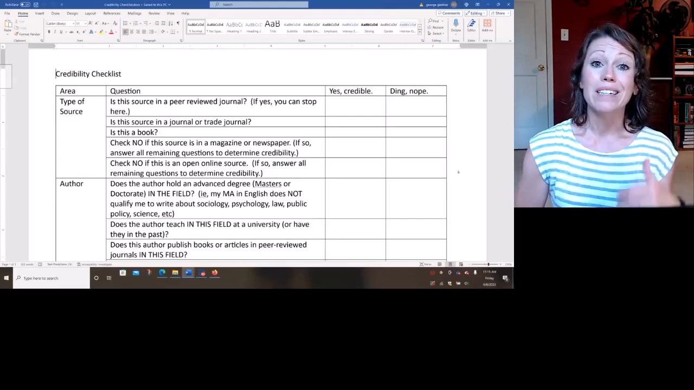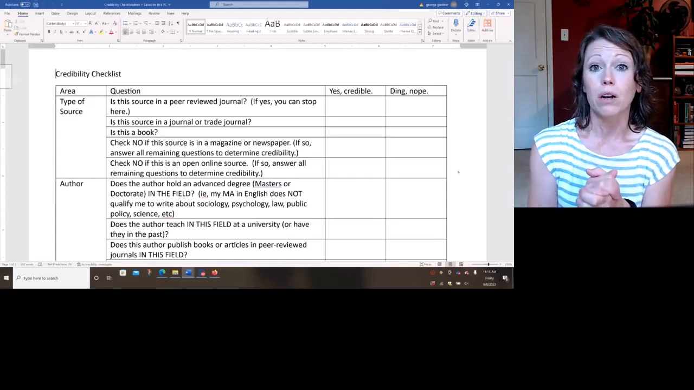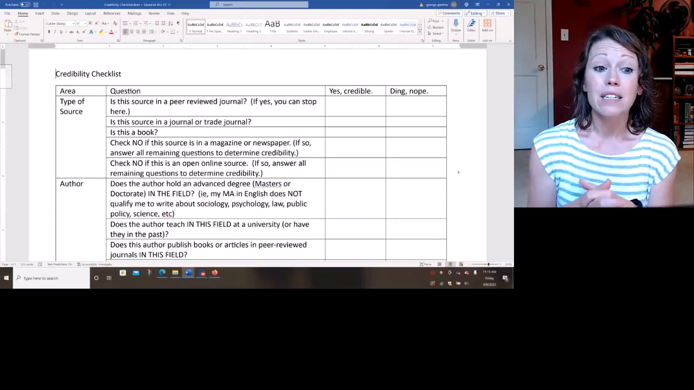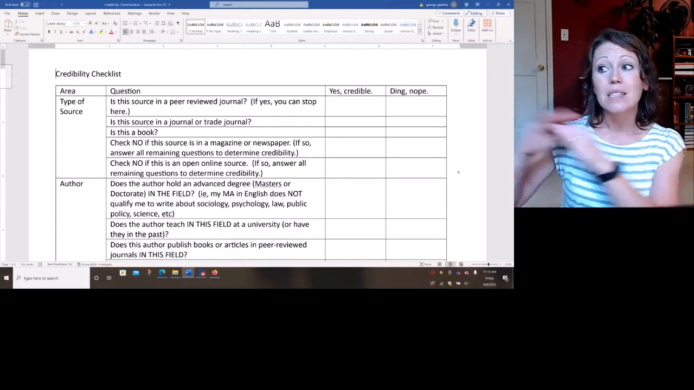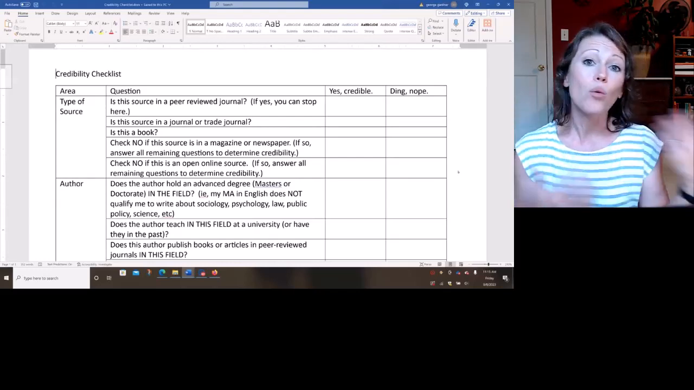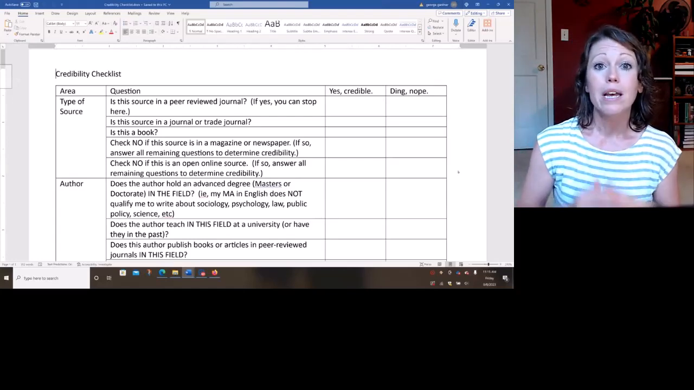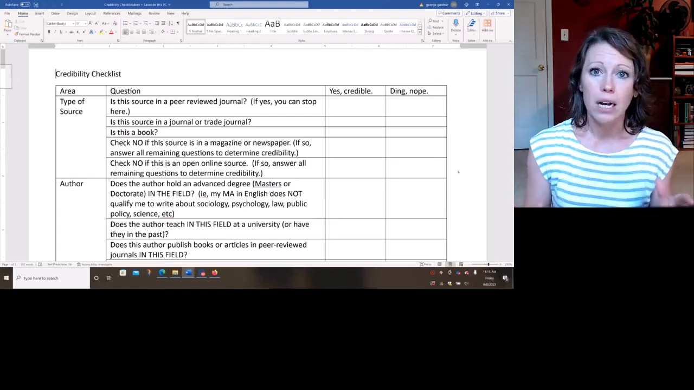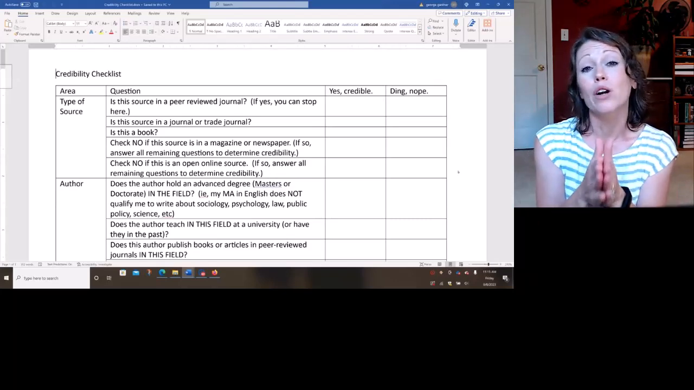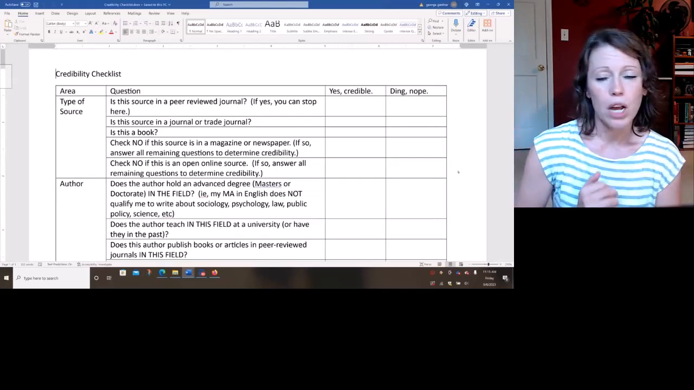First thing that you want to look at is the type of source. For example, is this in a peer-reviewed journal? If the answer is yes, you can stop. That means that somebody else, a group of peers in that field, has already vetted this article for you. You don't have to do any more work. Peer-reviewed articles are done. Those are considered credible and reliable because they have already been vetted by other professionals. If that's the case, you're done.